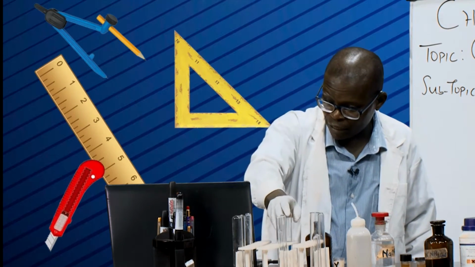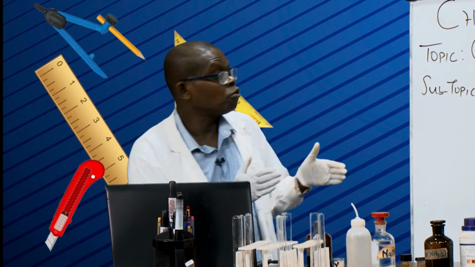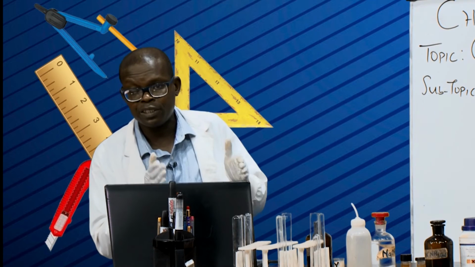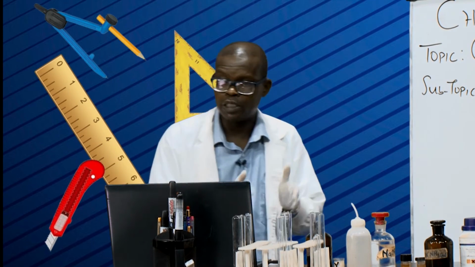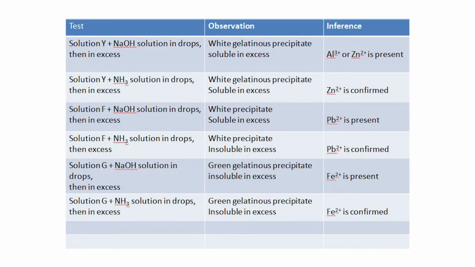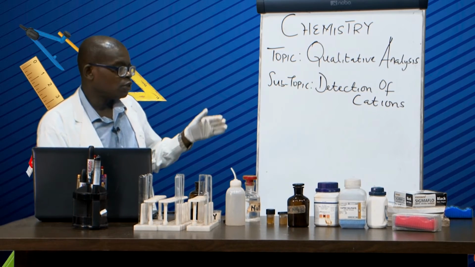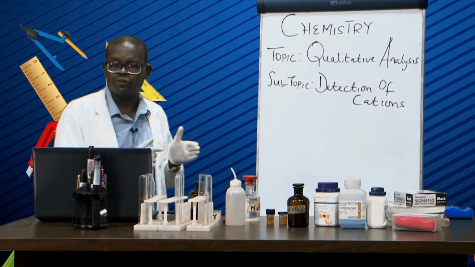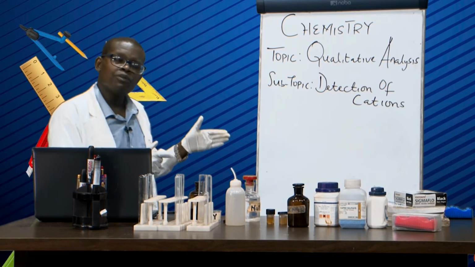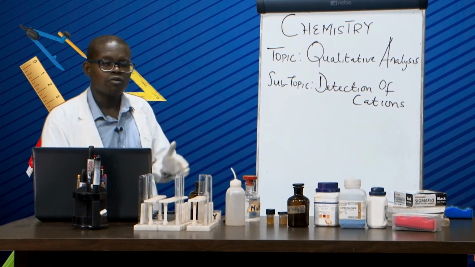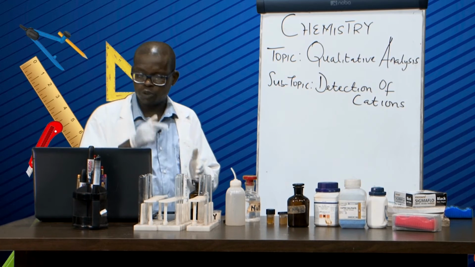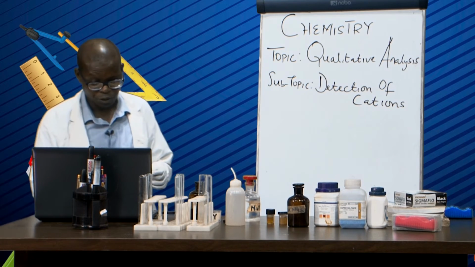So how do we write this now? You know, I told you, whenever you are carrying out qualitative analysis, you present it on a table. You are going to see the table, it will be displayed on the screen. Test, observation, and inference. So when we added sodium hydroxide in drops, the observation is white gelatinous precipitate. When it is added in excess, the white gelatinous precipitate is soluble, or it dissolves.